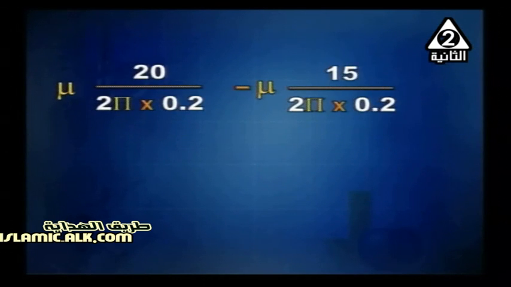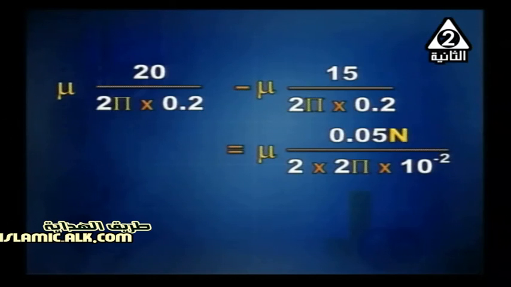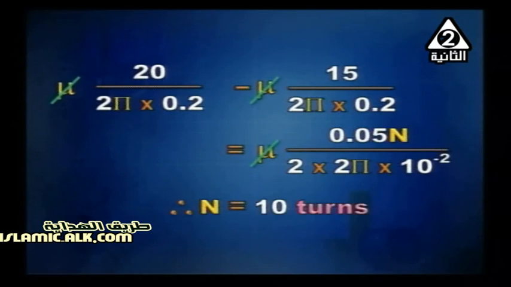So we rearrange this. Permeability times 20 over 2 pi times 0.2 minus permeability times 15 over 2 pi times 0.2 is equal to permeability of the circular coil times 0.05n over 2, times 2 pi times 10 to the power of negative 2. So permeability will be cancelled out and the number of turns will be 10.